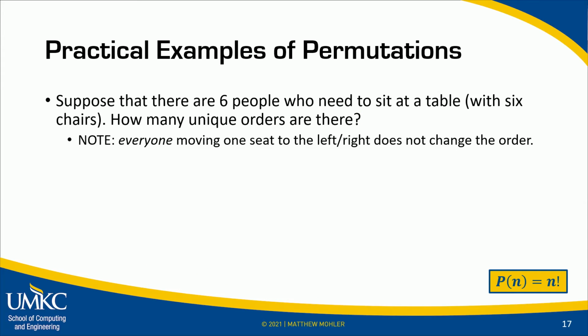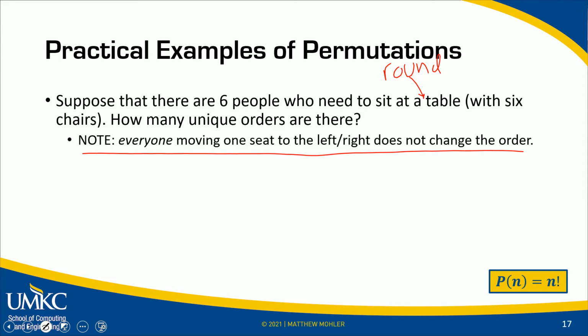Now, let's look at one last example here of permutations. And let's say that there are 6 people who need to sit at a round table. Let's make this slightly more interesting and insert the word round here with 6 chairs. And we'll say, how many unique orders are there? And just as a note, because it's a round table, everyone moving 1 seat to the left or right does not change the order of how they are seated at the table.